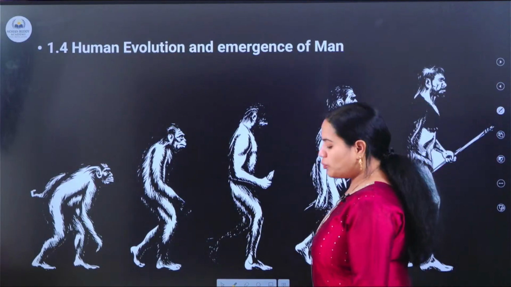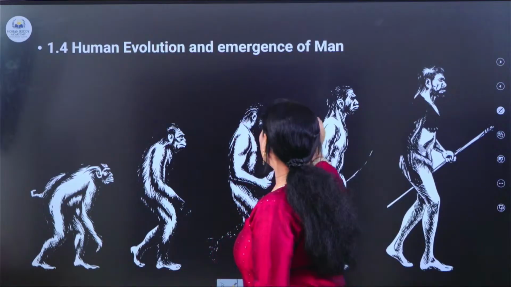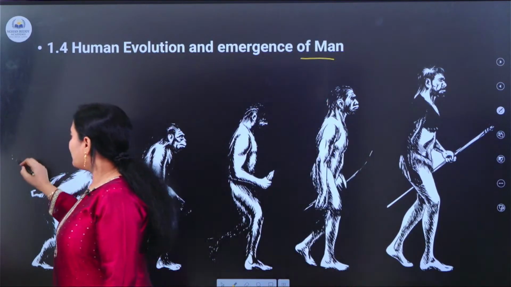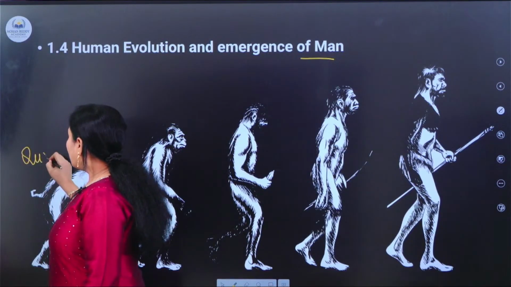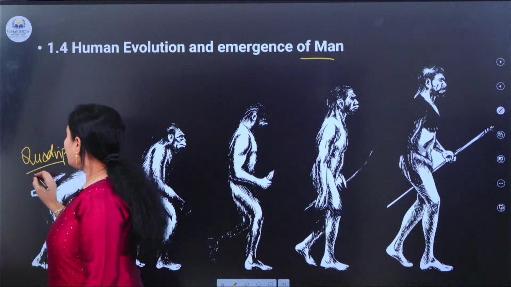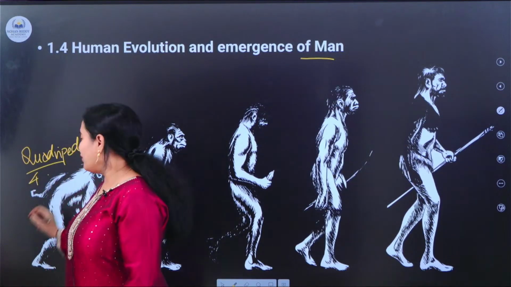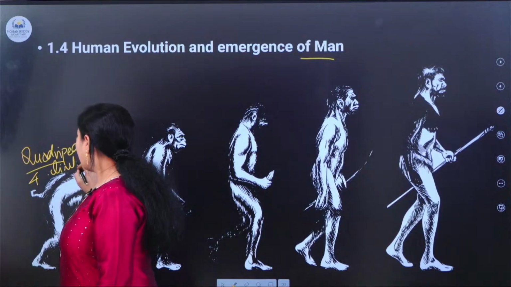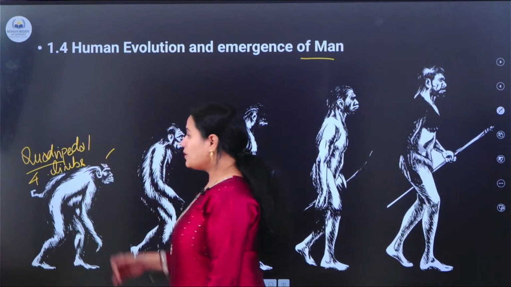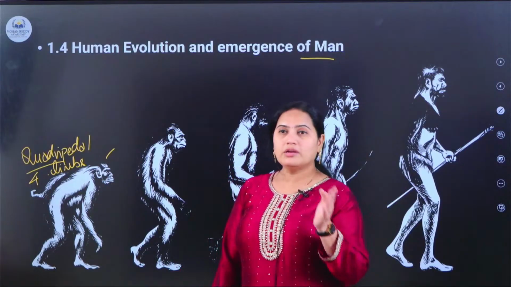And then moving on, 1.4 talks about the human evolution and emergence of man. See, we were not even like this. Once upon a time we were quadrupedal. So what do you mean by quadrupedal? Pedal means walking, quadri means 4. Walking on the 4 limbs. Once upon a time, the ancestors of human beings were quadrupedal. They were jumping from one tree to another.